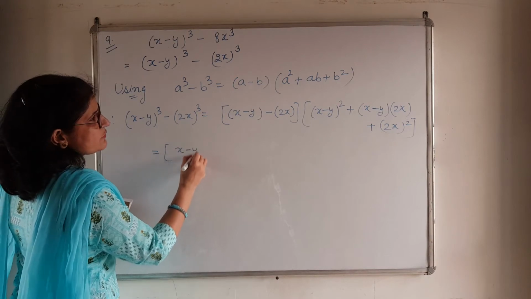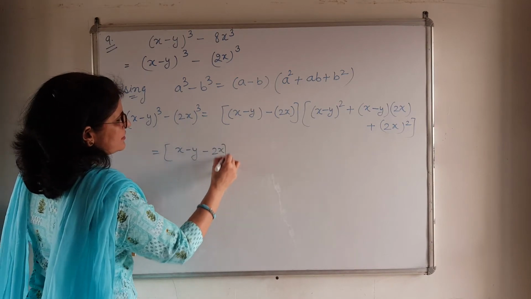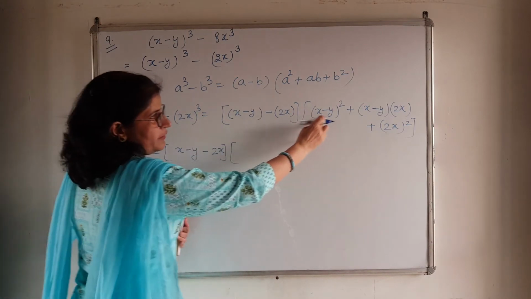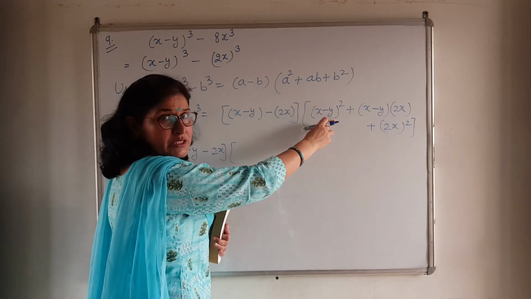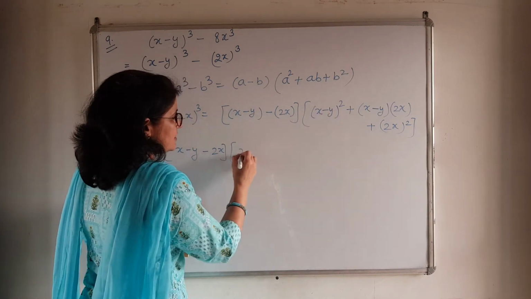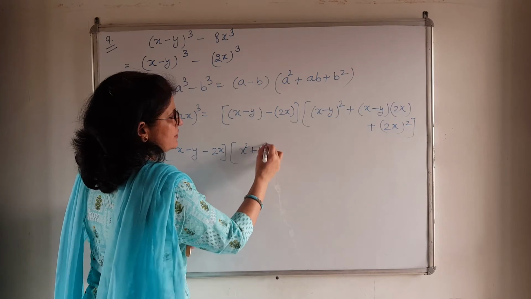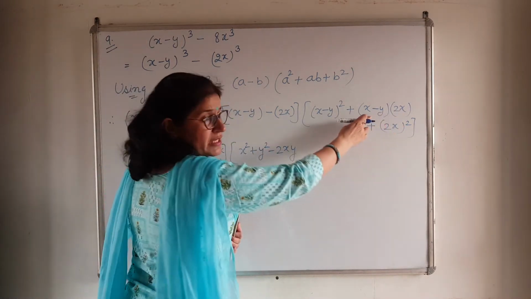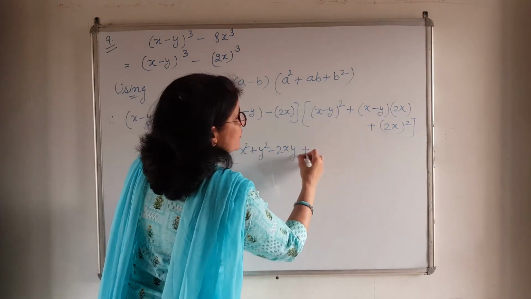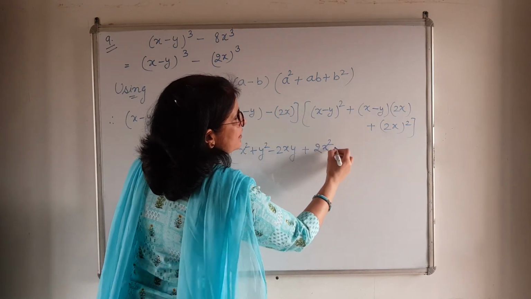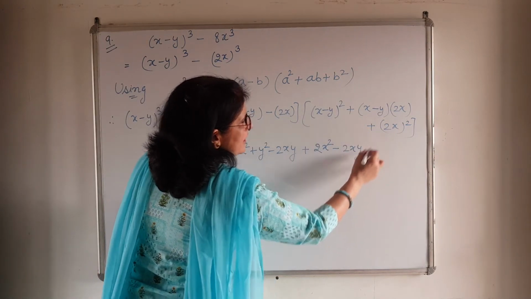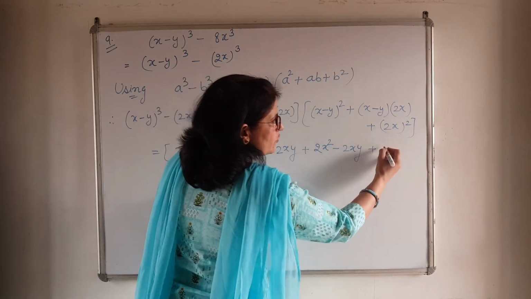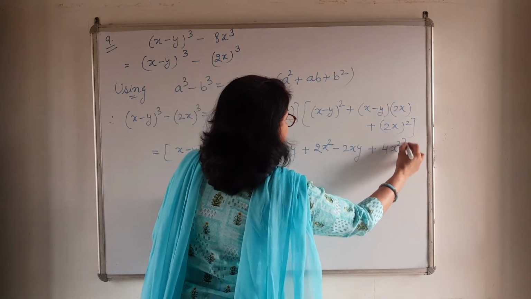x minus y minus 2x. Here we have to follow the property of (x minus y) whole square: x square plus y square minus 2xy. Here we multiply 2x with (x minus y). So what will we get? We get 2x square minus 2xy, plus the square of 2x, which is 4x square.